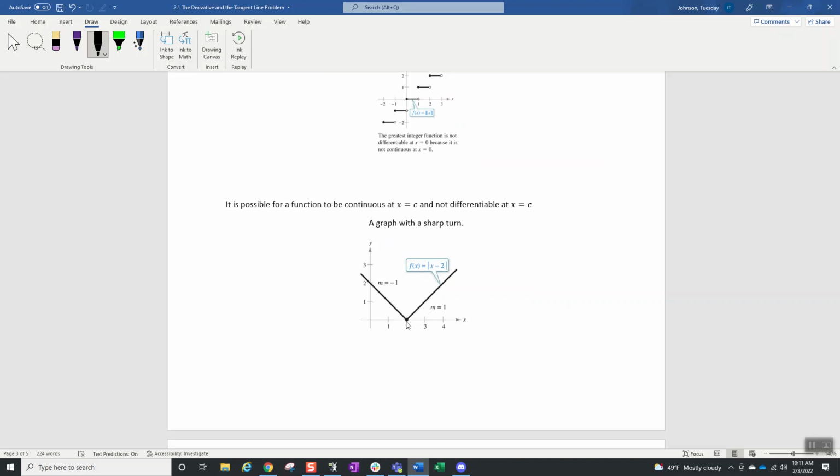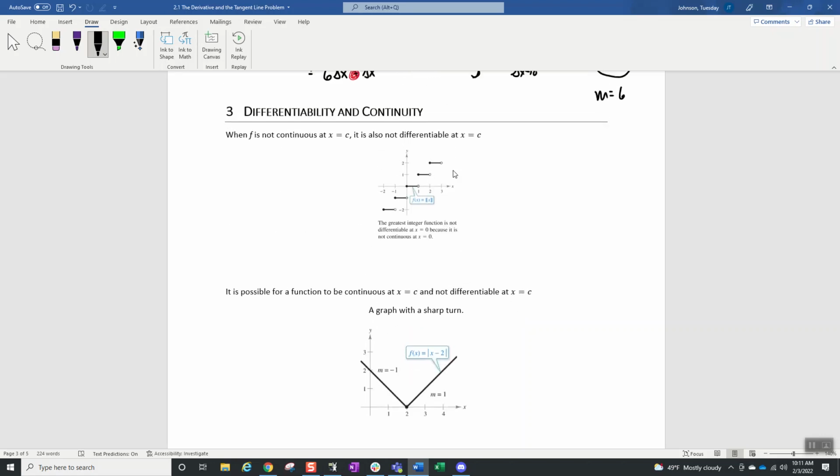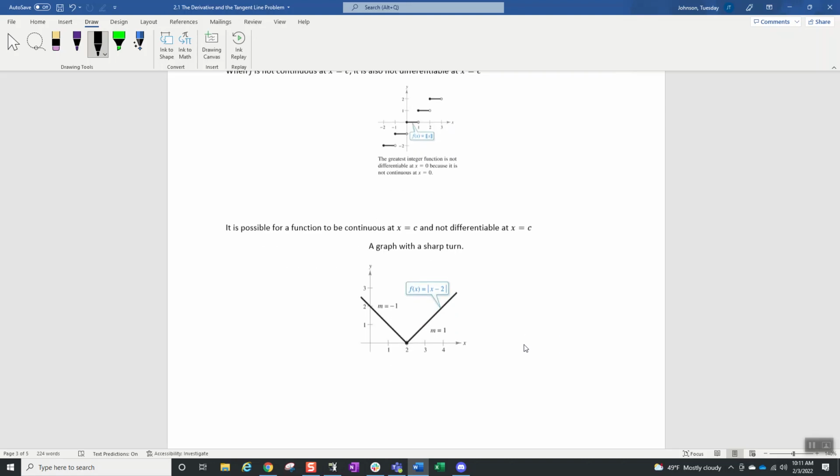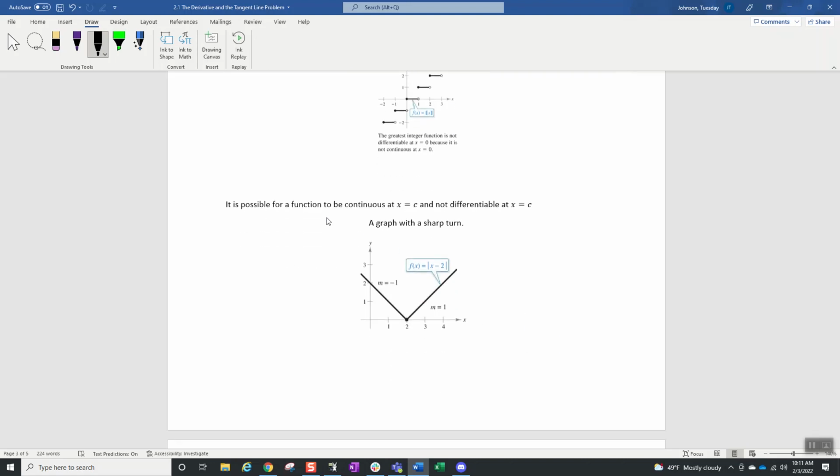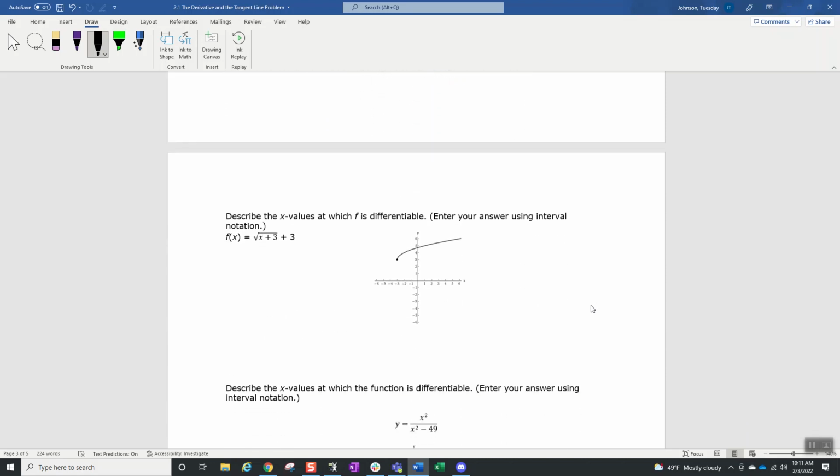This is called, I believe it's called a cusp or a corner. I call it a pointy spot because pointy spots in calculus are bad. If we have a nice smooth curve and it's a smooth transition, then no big deal. But if it's a pointy spot, it's not differentiable. Okay, so if it's not continuous, definitely not differentiable. But it's also possible that if it is continuous, it's still not differentiable. So continuous is a bigger group of functions than differentiable.